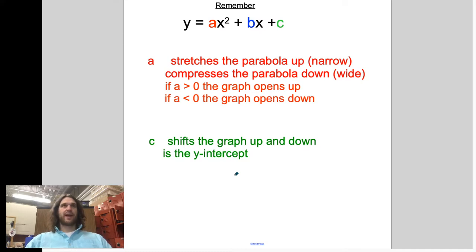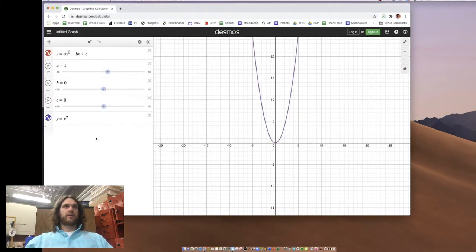What does A do? A stretches the parabola up, it compresses the parabola down, makes it wider, and it can flip the parabola if we want to. C is always our Y-intercept, and it's going to shift our quadratic function up and down. So we take a look here. I have on Desmos the parent function, and I have the red graph set to the parent function as well. You can see as I increase the value of A, it's stretching.